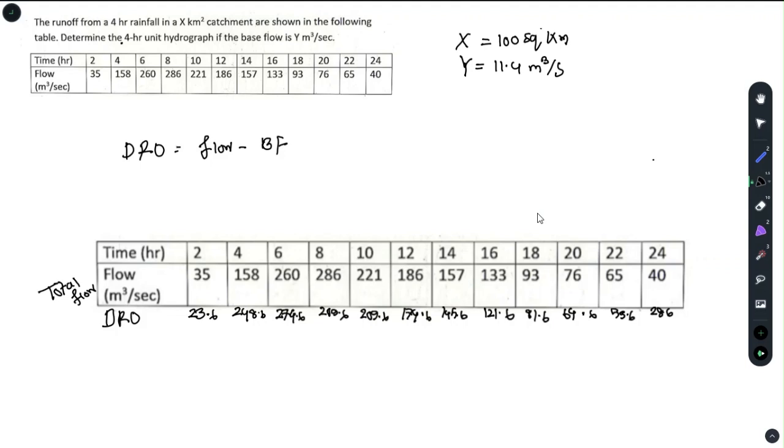Now you have got the value of direct runoff. Now you need to find out the ordinates for the 4-hour unit hydrograph. For unit hydrograph, you get the value of flow. Let's say it's for z centimeter rainfall. But in case of unit hydrograph, you need to find out the flow for 1 centimeter rainfall. But we don't know the amount of rainfall occurred. So you got to find out the amount of rainfall occurred.